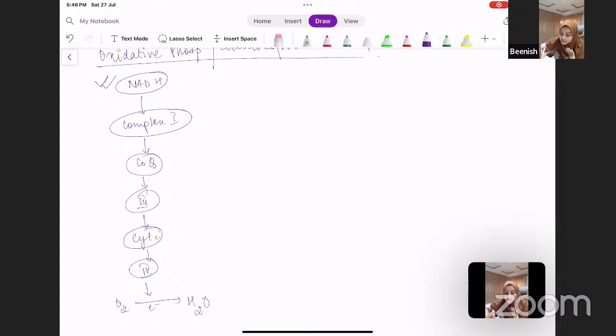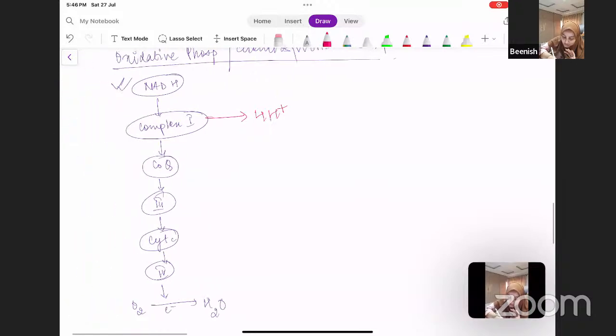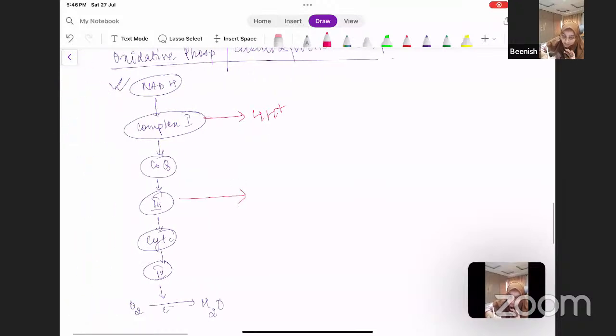Your complex 1 pumps 4 protons from the matrix into the intermembrane space. Then your complex 3 is also pumping 4 protons, and your complex 4 is pumping 2 protons. So there are a total of 10 protons being pumped.